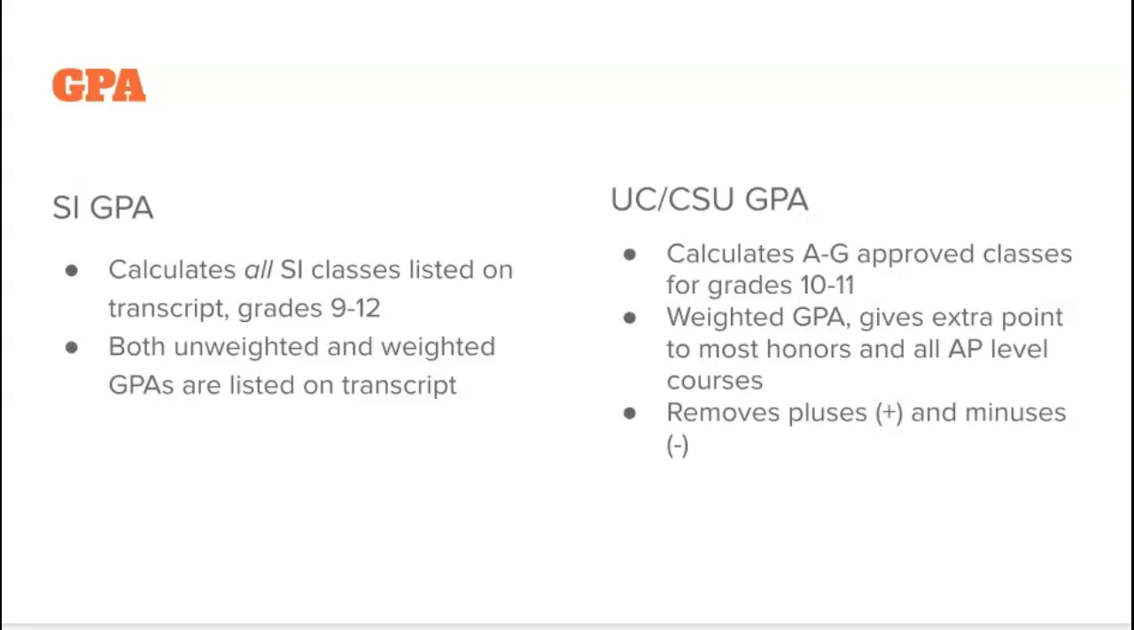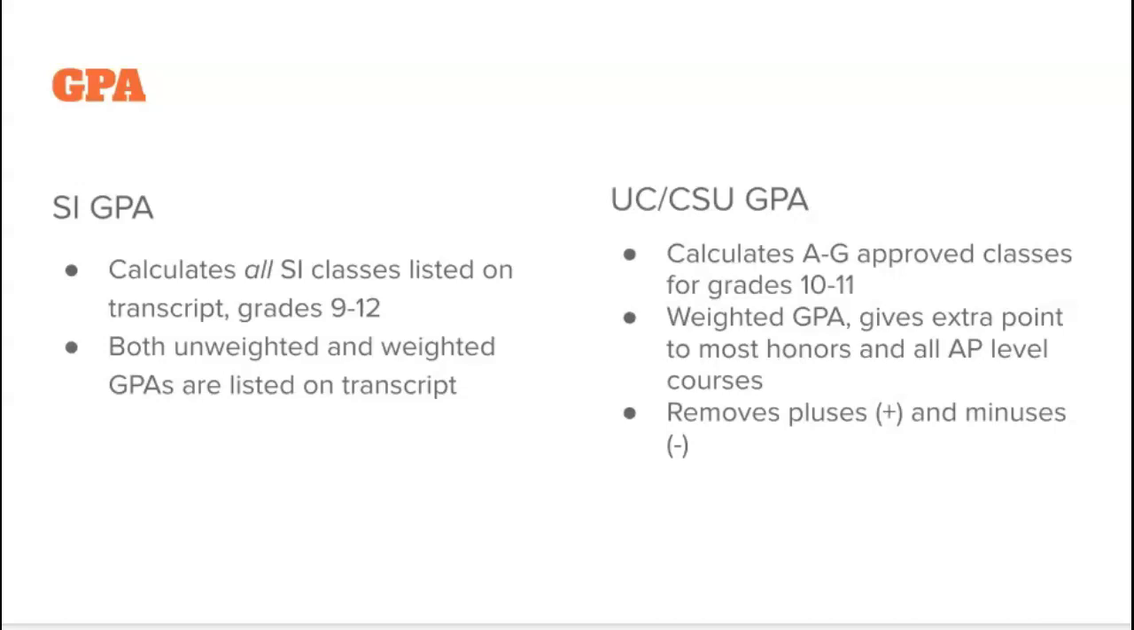Now in the right column here, we see what's called the UC CSU GPA. This is a little different than our SI GPA. The UCs only look at classes in that A to G list, the list of courses that are approved for A to G. And another thing to note is that this GPA only calculates classes that are taken in the 10th and 11th grade, so not the 9th grade year. While colleges will see the 9th grade grades when you report them on your application, they look at the 9th grade as a transition year, so they don't calculate it into the UC CSU GPA.